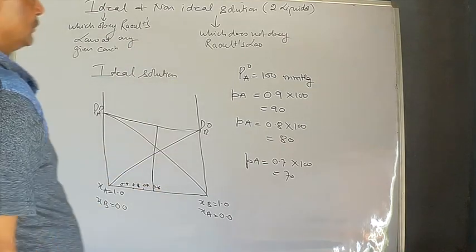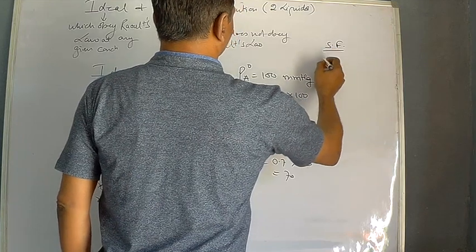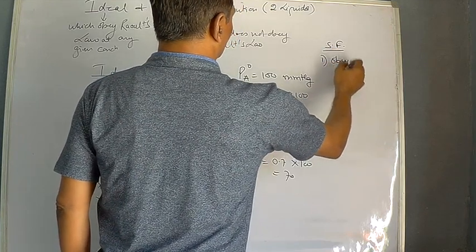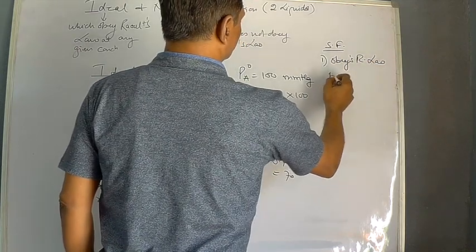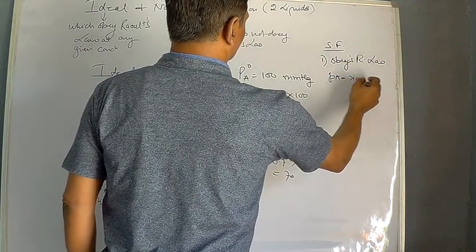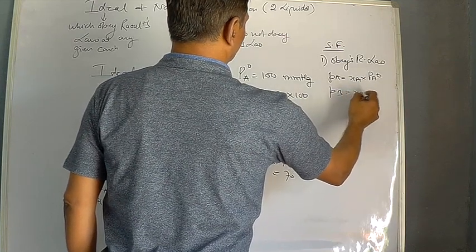What are the salient features? I am going to write here. Salient feature number 1: obeys Raoult's law. So what was Raoult's law? PA will be always equal to XA into PA naught and PB will be always equal to XB into PB naught.